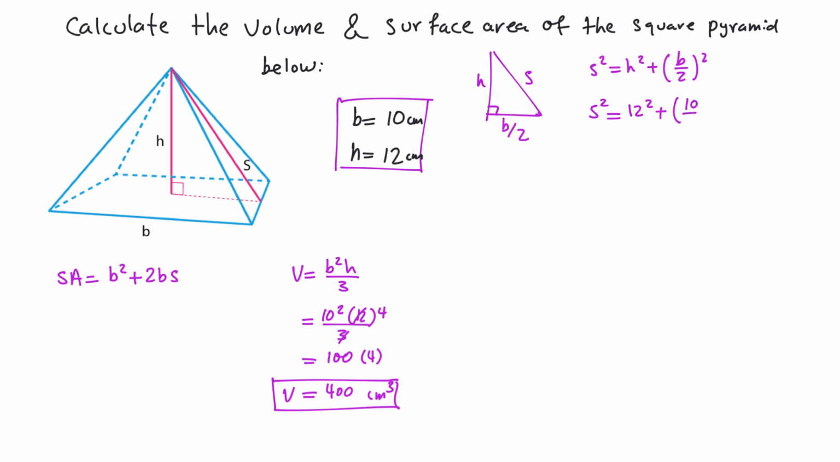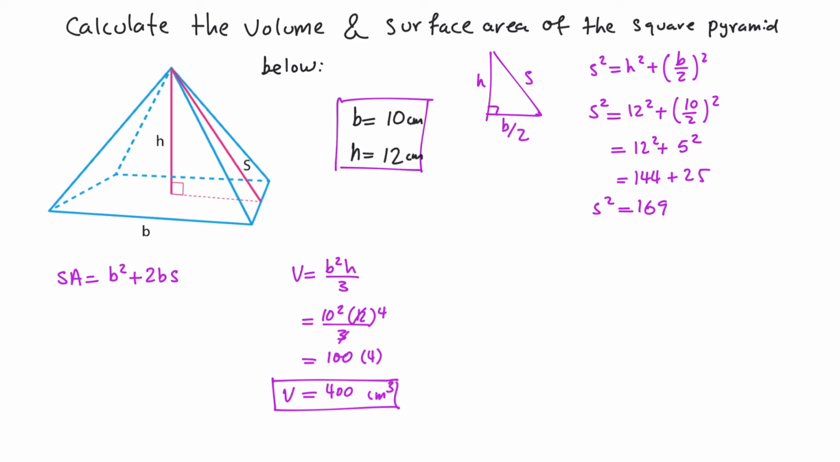Actually, let's write it out. 10 divided by 2 squared. So 12 squared plus 10 divided by 2, which is 5, squared. 12 squared is 144, and 5 squared is 25, and adding those I will get 169 as my s squared. Now you don't have to write all these steps down, you can just use your calculator and go from here right into here, but it is again good practice.